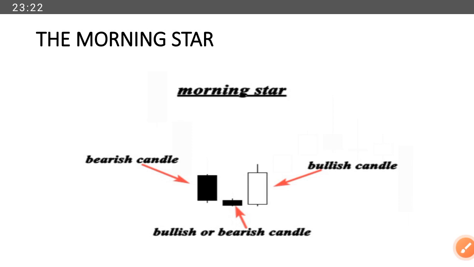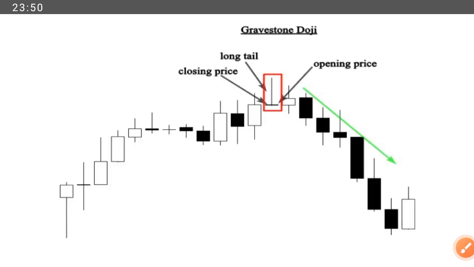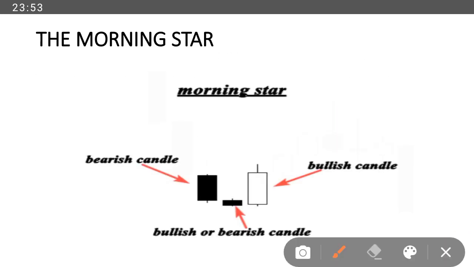Now, the next one is the morning star. We call it the morning star. Why do we call it the morning star? Look at the pattern. You can see a bearish candle. That's a candlestick indicating that sellers are in control. This is a bearish candlestick.